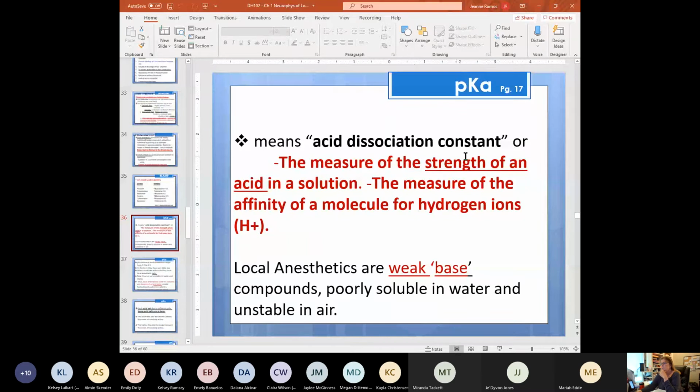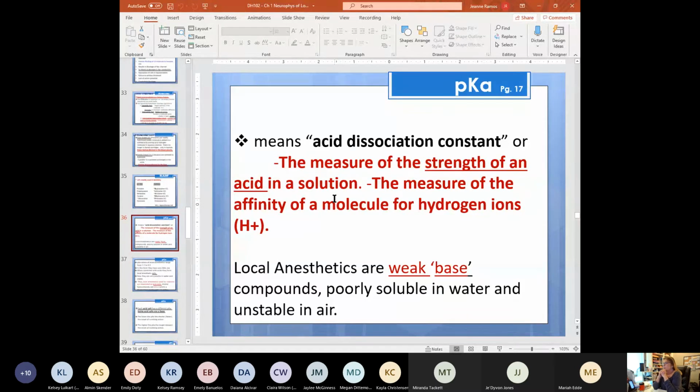So this is what acid dissociation constant is. The acid dissociation constant is the strength of an acid in a solution. How strong is it? That's what acid dissociation means. You could also have a question that says, what is the measure of affinity of a molecule for hydrogen ions? It's just a lot of big words. How do you measure how well a molecule can pick up a hydrogen?